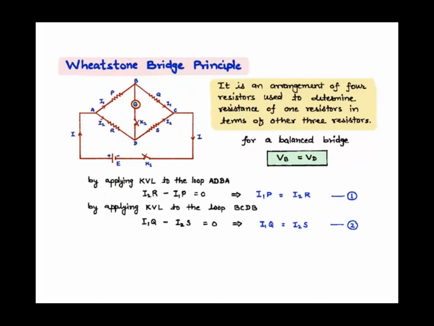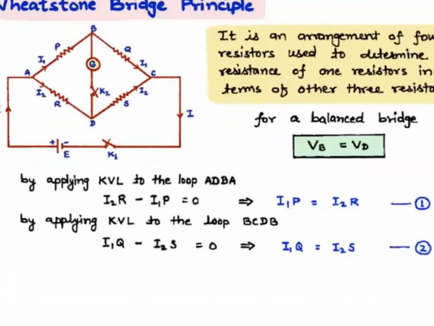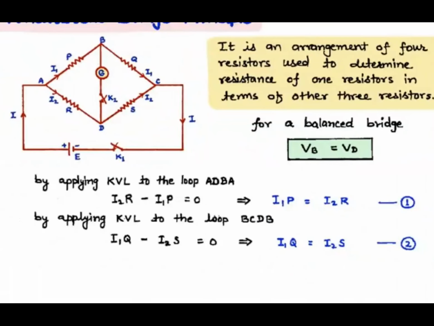We are going to apply KVL. KVL is your Kirchhoff's voltage law. Kirchhoff's voltage law we always apply in a loop. Your loop is A, D, B, A. The alphabet with which we started, we should stop at the same alphabet. Then only it will form a continuous loop. A, D, B, A, right?